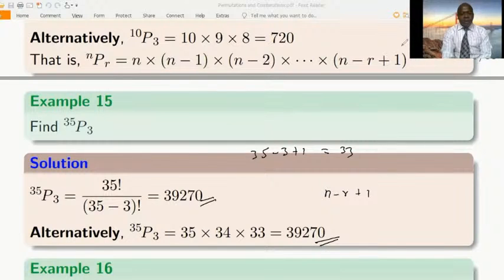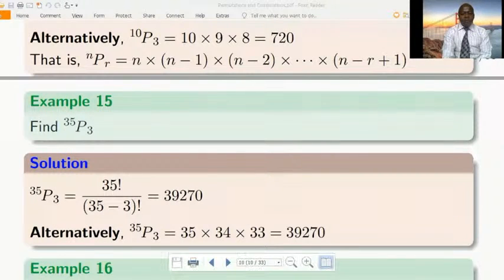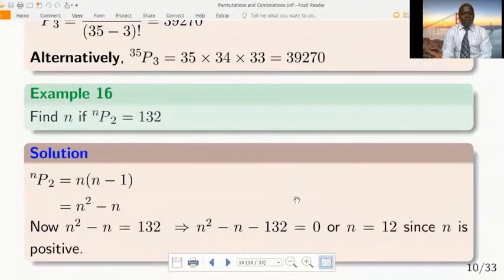But that formula will be very important. This formula will be very important in some questions, like the one I just want to look at. The one I want to look at is this one. The question is, find n if the permutation of n objects taken 2 at a time is 132.